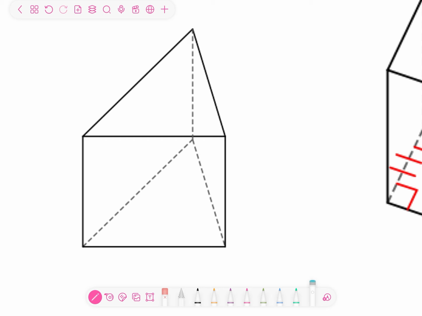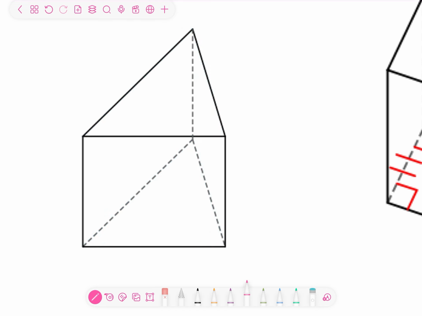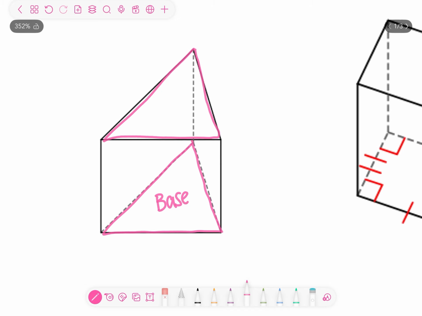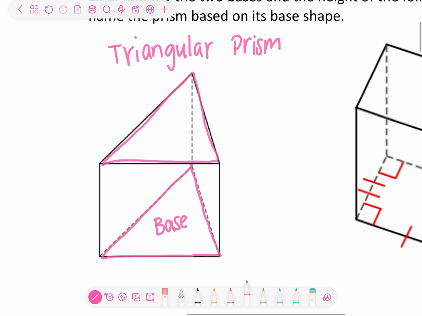Now it looks like we have two triangles. I see two triangles, top and bottom. Those are going to be our bases, so I'm going to go ahead and trace those. Both of my bases are triangles. Since the bases are triangles, the name of the prism is based on that, so that is going to be a triangular prism. And then the height is the distance between those two bases.